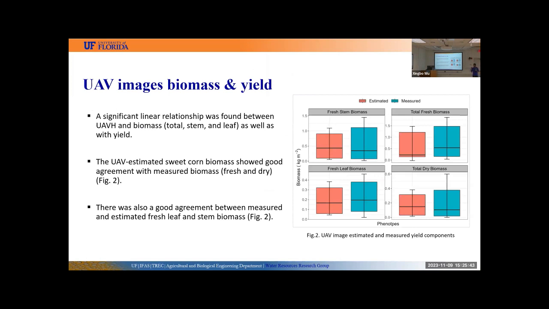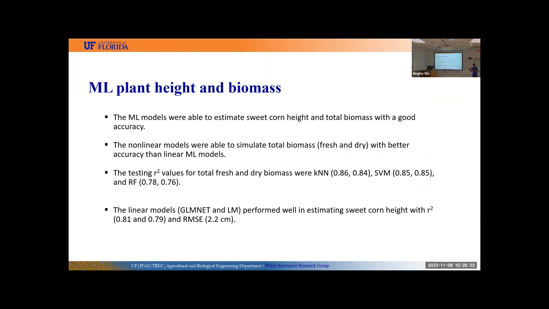Then we also observed that there was a significant linear relationship between UAV estimated plant height with biomass and yield. And once we knew there was a significant linear relationship, we used that model to predict biomass and yield. And we observed that there was a good correlation between measured and estimated total fresh biomass and total dry biomass. In addition to that, we also observed a good correlation between estimated and measured fresh stem and fresh leaf biomass. And we also observed that all the machine learning models were able to accurately simulate the plant height and the biomass of the sweet corn.